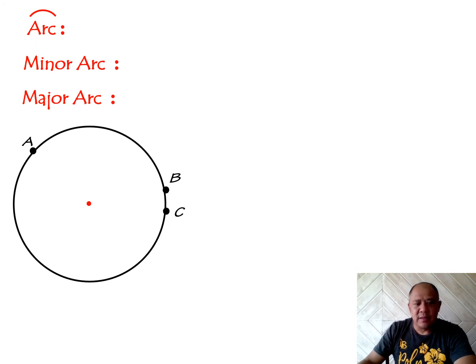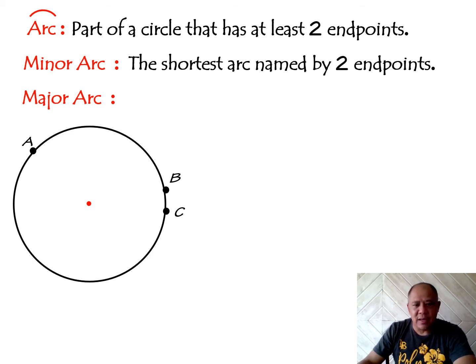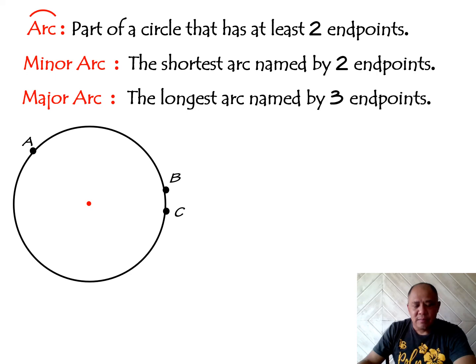First of all, let's take a look. What is an arc? An arc is part of a circle that has at least two endpoints. We're going to be learning about the minor arc and the major arc. Minor means small, so the minor arc is the shortest arc named by two endpoints. Major, meaning large, is the longest arc named by three endpoints.